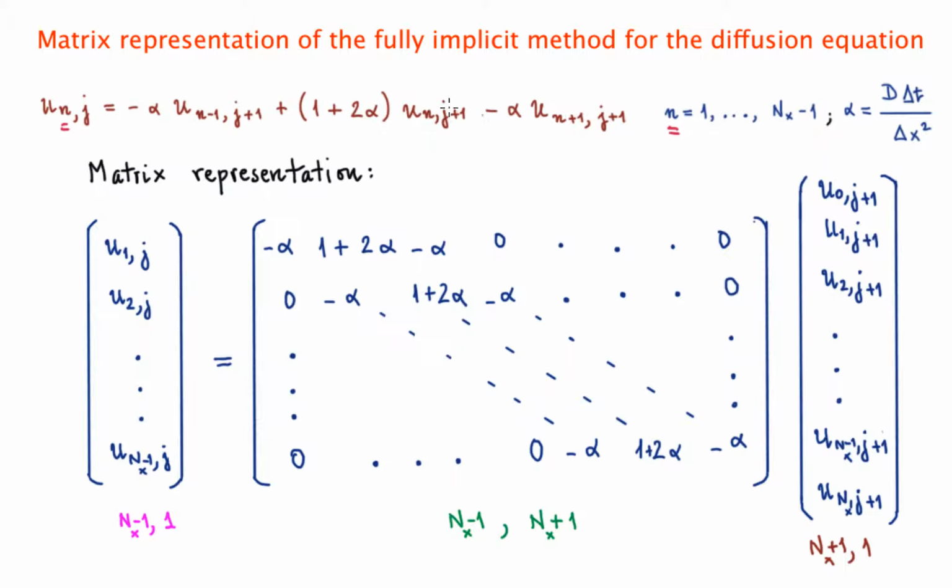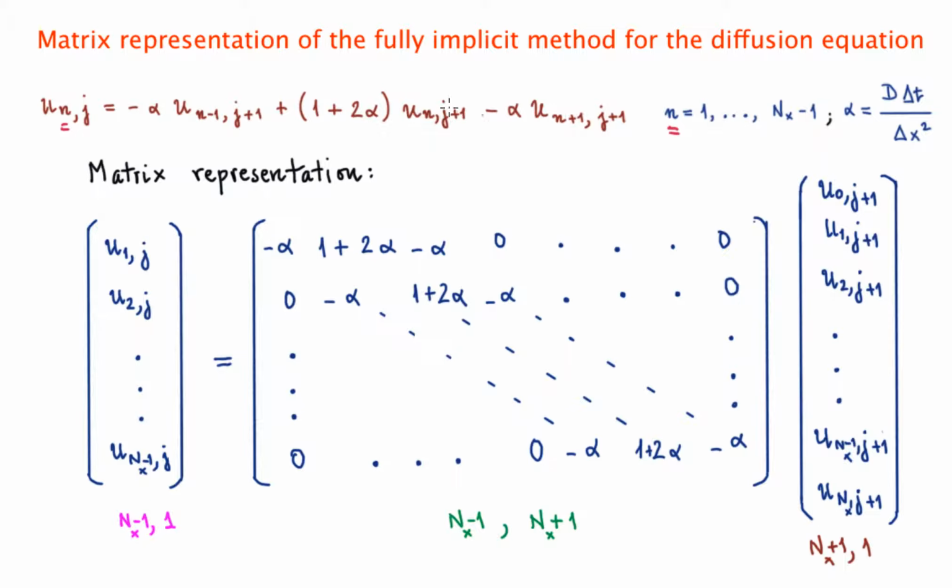So it corresponds to minus alpha times u0 evaluated at time j plus 1, plus 2 alpha u1, which is the multiplication of this one with this one, minus alpha times u2, which is the multiplication of this one times this one. And there are no others because all the rest of the elements in this row are 0. So you can check with the others and see that this is actually the matrix representation.